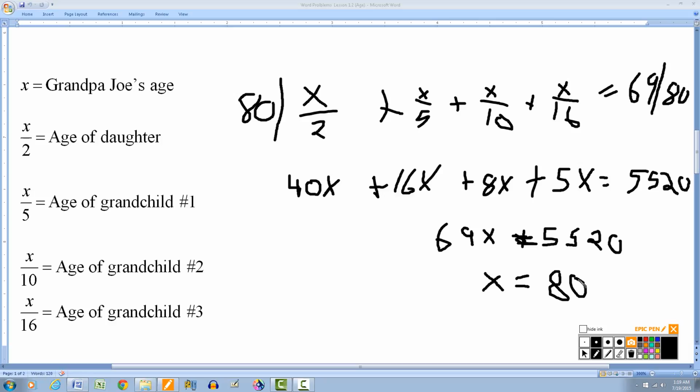Obviously, if you wanted the age of the mom and the grandkids, you could easily get it from the setup over here. The mom is half his age, so she would be 40. The first grandkid is 1/5 his age, so that would be 16. The next one is 1/10 the age, so 1/10 of 80 is 8. And then the next one is 1/16 the age of Grandpa, so 80 divided by 16 is 5. So you can easily find the ages of the other people involved, but here the main thing they wanted was the age of Grandpa. So he's 80 years old.